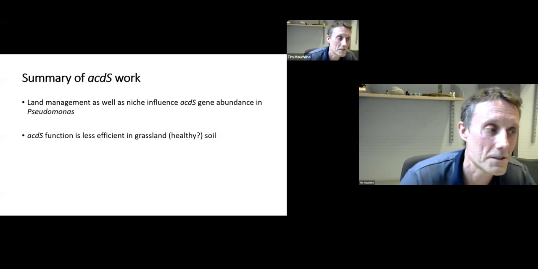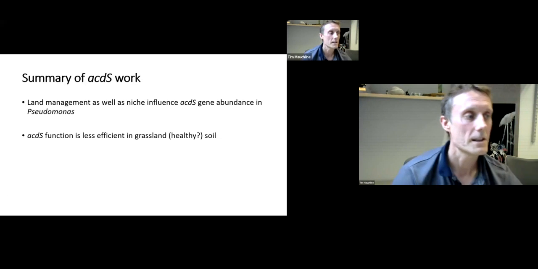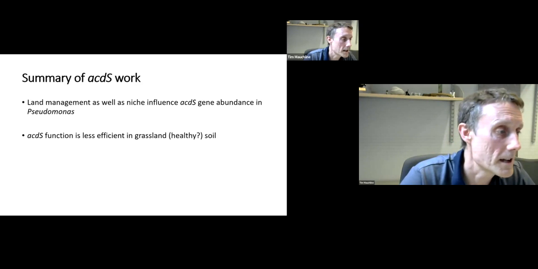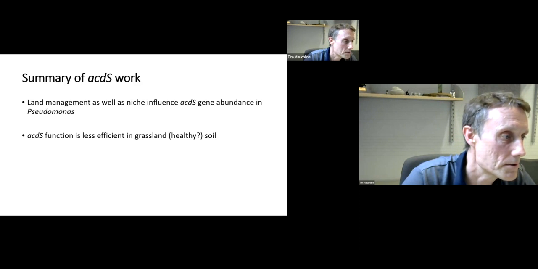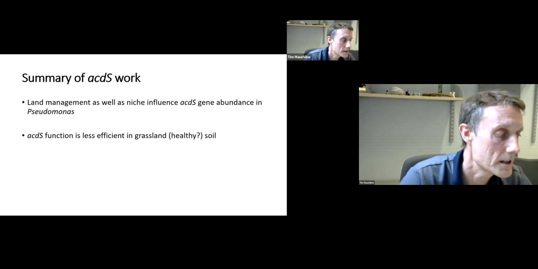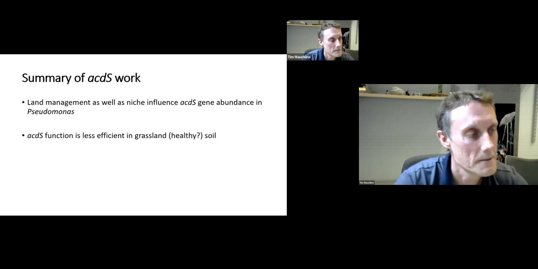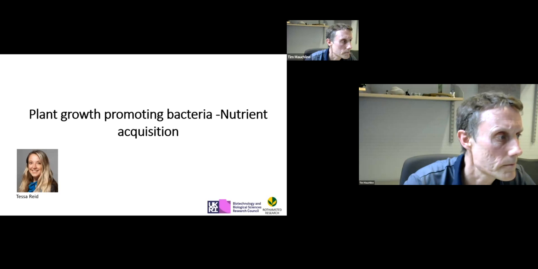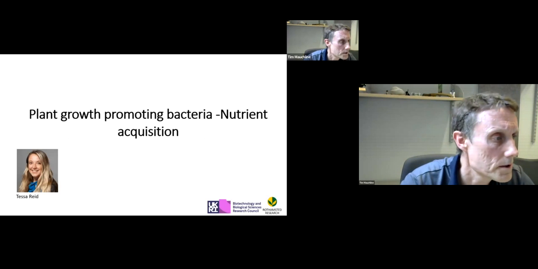And is that, so I'd say, healthy soil? So it's potentially a health indicator gene that we could use and develop to show that in healthy soils there is less ACDS gene abundance. So I'd now like to move on to another part, which is to do with plant growth promoting bacteria and nutrient acquisition.